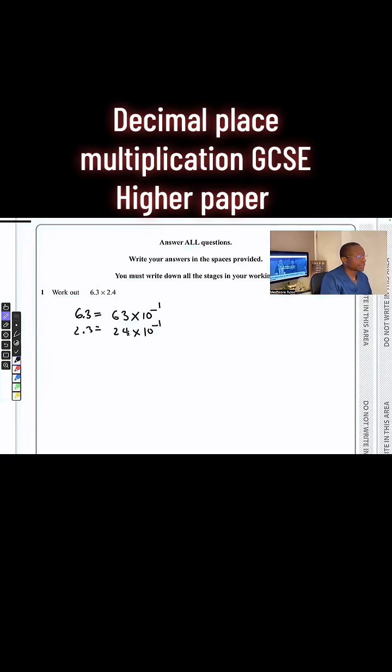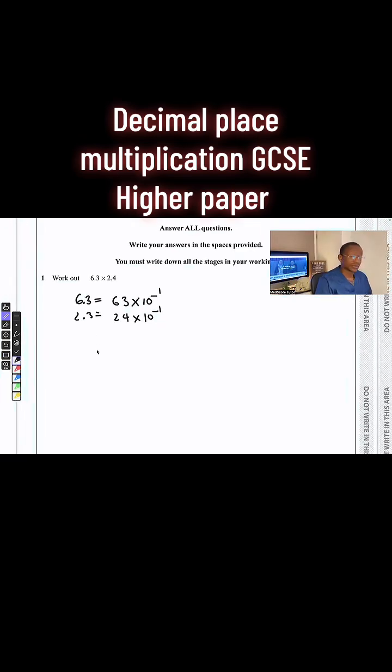So 63 times 24. Easiest way to do it, 63 times 20, then 63 times 4. So I just split them into 20 and 4. 63 times 20 and 63 times 4. This should give me 6, 12. Then I just add a 0 under it.